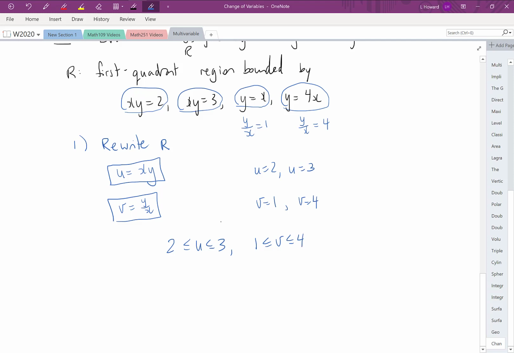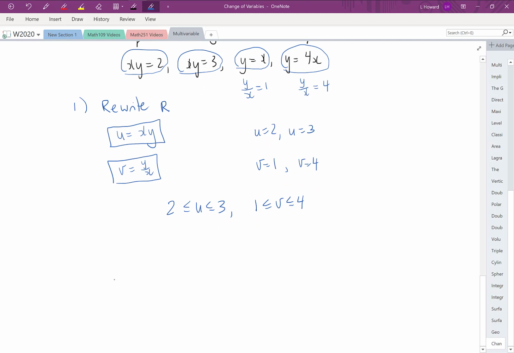Okay, let's draw a picture of this region so we can see that visually. Quick picture, we're just talking about the first quadrant region. xy equals 2 and xy equals 3 are hyperbolas, so let's say they look a little something like that. And then we've got the line y equals x and the line y equals 4x. A very rough sketch says that our region R looks something like that.